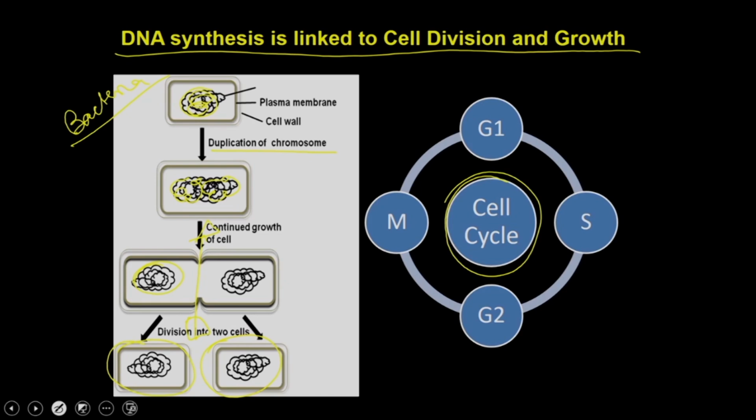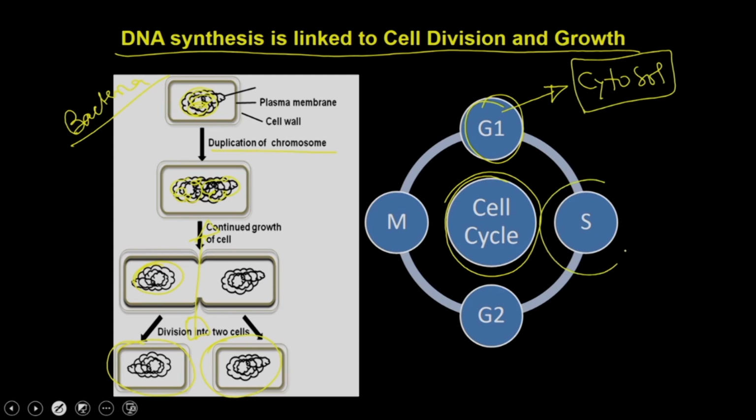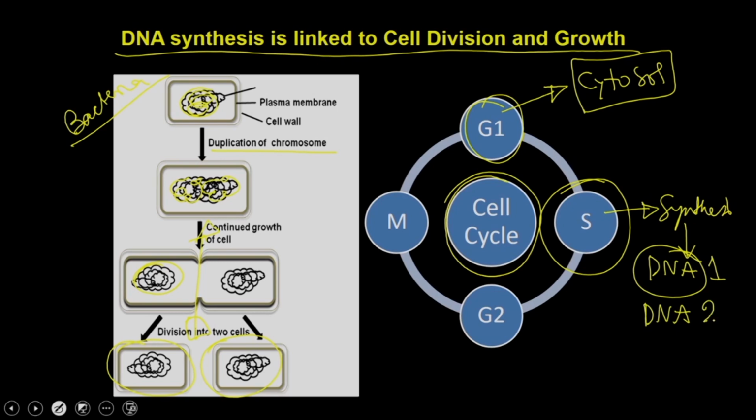What are these events? You have G1. In G1 you increase the amount of cytosol and prepare the cell for the synthesis phase. Then you enter the synthesis phase, or S phase, where you do DNA synthesis, which means you make a second copy of DNA, so the DNA is duplicated and you have 2 genomes, just like in this stage. Now it enters the G2 phase.